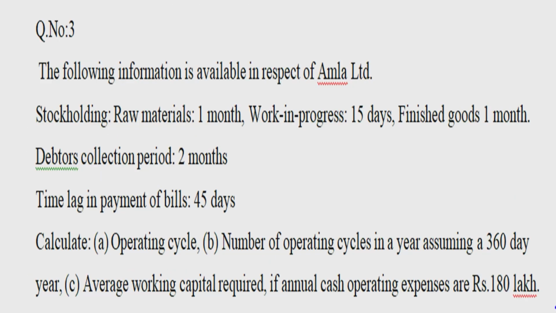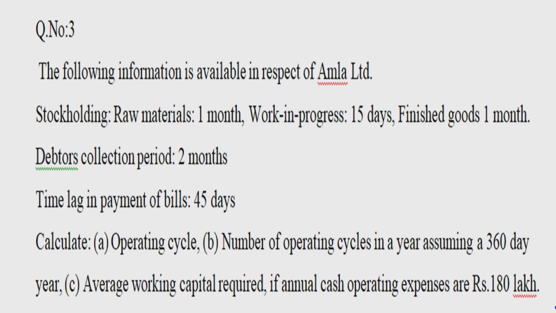Next sum, the following information is available in respect of Amla Limited. Stock holding: raw materials 1 month, work in progress 15 days, finished goods 1 month, debtors collection period 2 months, time lag in payments of bills is 45 days. You have to calculate the operating cycle, the number of operating cycles in a year assuming 360 days a year, and the average working capital required if annual cash operating expenses are rupees 180 lakhs.